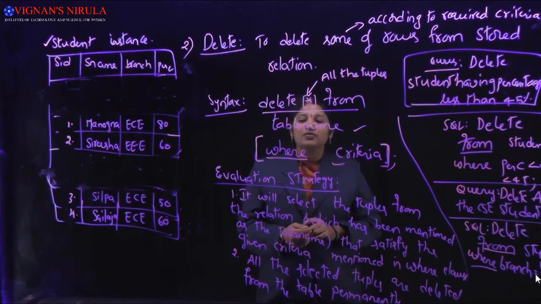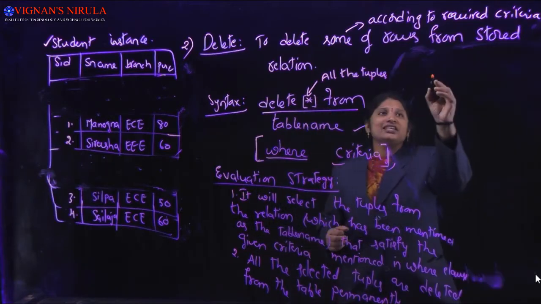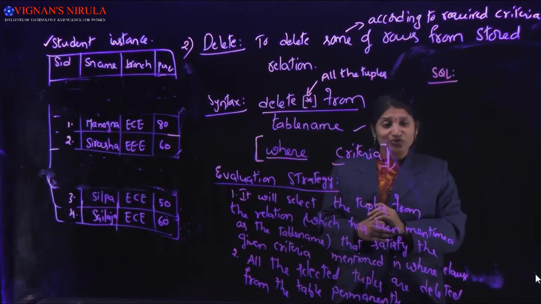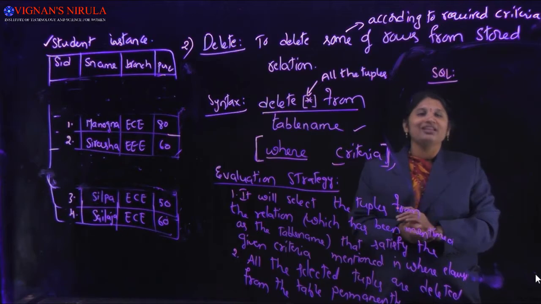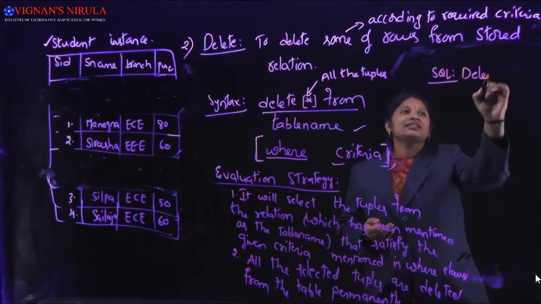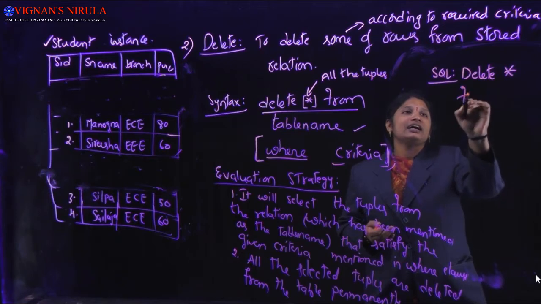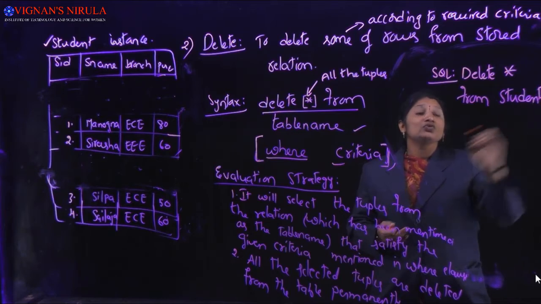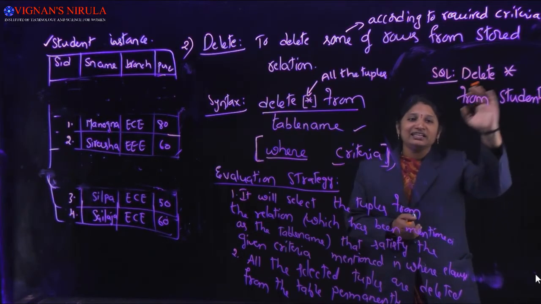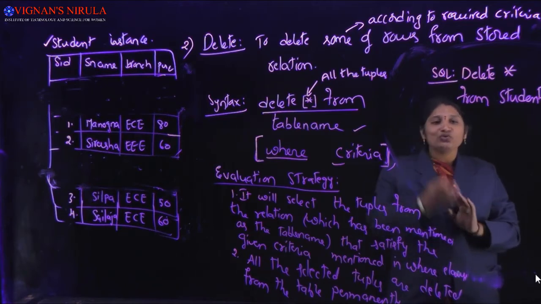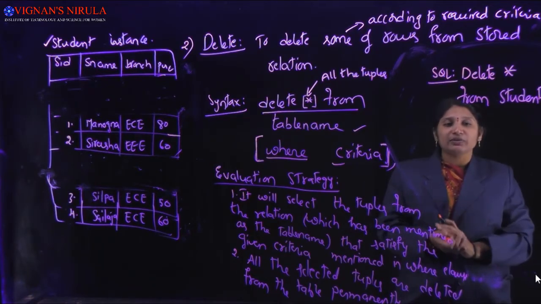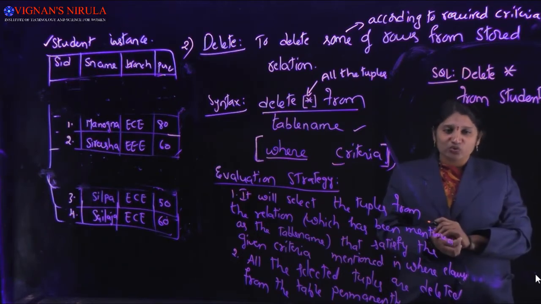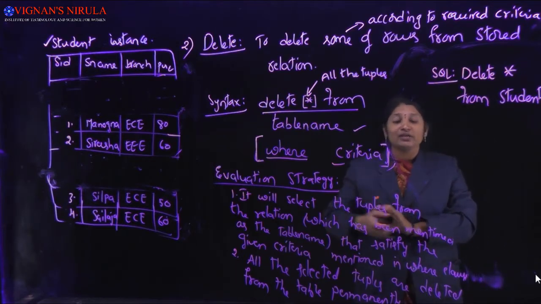Now you'll see the second type of syntax, how we are going to use that one. See how to delete all the tuples from the table. For example, if the user wishes to delete all the tuples from the student table, I can use the command delete star from student. When I use this syntax, it is going to delete all the tuples from the table mentioned in the from clause. So what is the table mentioned in the from clause? Student table.